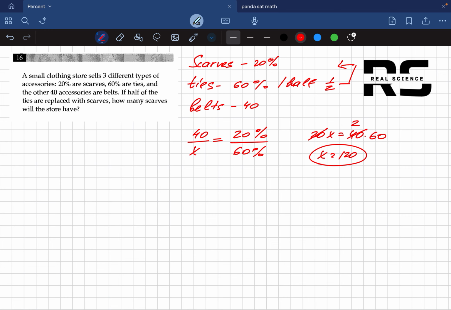Because we're replacing half of the ties, half of 120 would be 60. So we took 60 ties, and instead of them we added that many scarves. We had 40 scarves plus 60 now, so we have 100 scarves. How many scarves will the store have? 100. This is our answer.